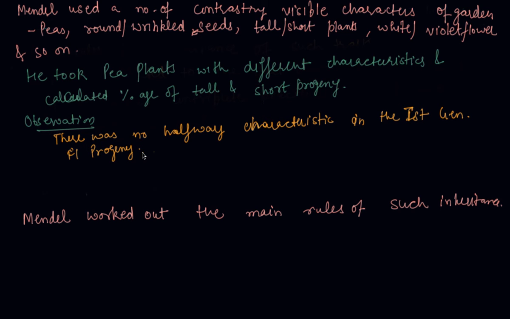So the next question was, were the tall plants in the F1 generation exactly the same as the parental plants, and these F1 plants reproduce by self pollination? I hope you have learnt that self pollination is a plant producing another plant without the need of any other plant. So it is called self pollination.